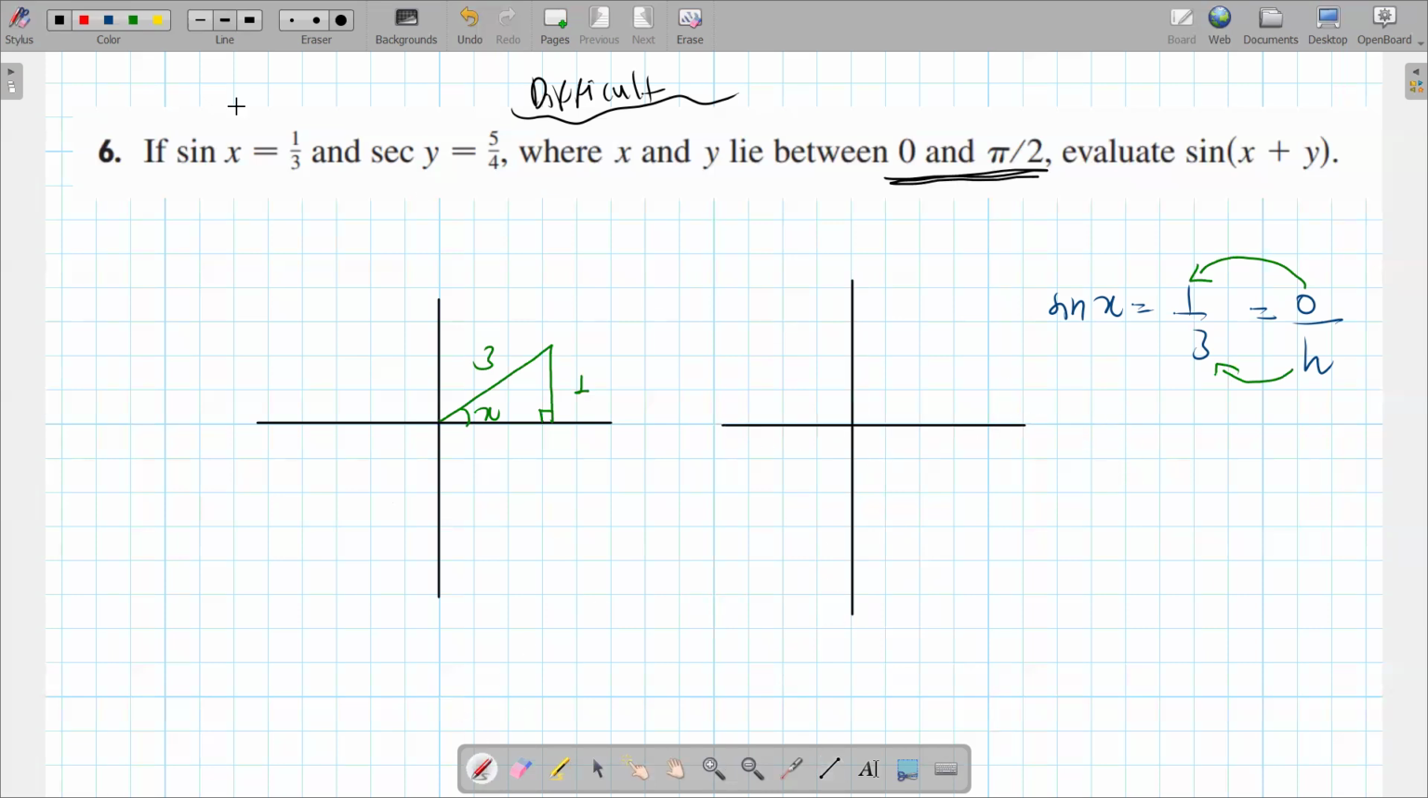It's the same kind of concept. The sec y is 5 over 4. So again, remember SOH CAH TOA. Secant, what is that the reciprocal of? Sine, cosine, or tangent? Cosine. So if cosine is adjacent over hypotenuse, what is secant? Hypotenuse over adjacent. Perfect. So we know we have another triangle in quadrant 1.